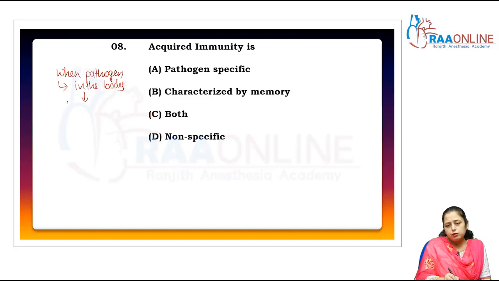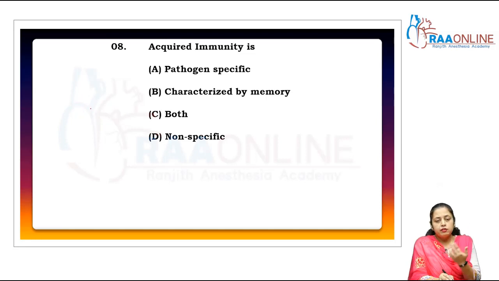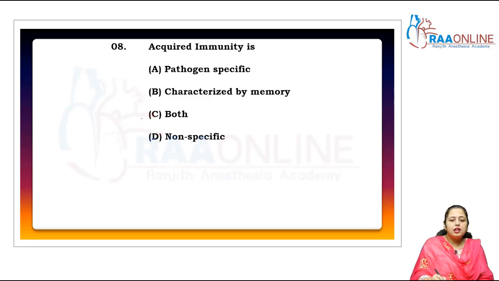We use the chemical of that pathogen and form antibodies against it, right? And if we are already aware of that pathogen and the nature of its chemical, then we already have the antibodies against it. In that case, we recognize the chemical antigen of that particular pathogen and search our memory cells to see whether this pathogen is known to us or unknown. If it is known, that means the antibodies against it are already present in our body. So acquired immunity is pathogen specific and characterized by memory, both. So the answer is C.